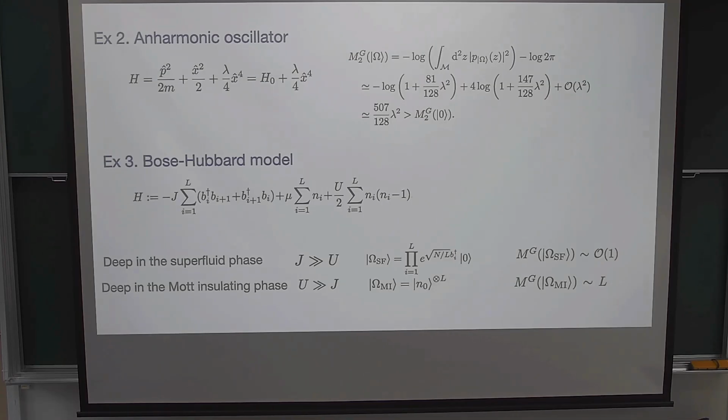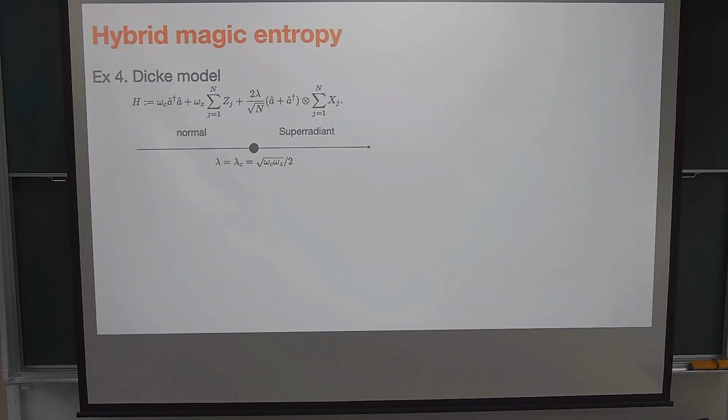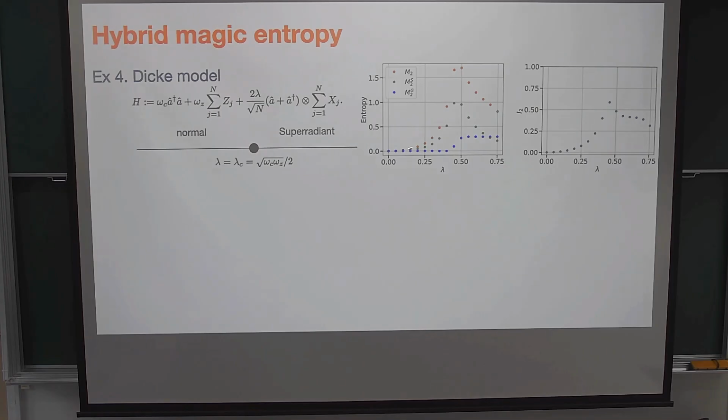For the Bose-Hubbard model, we can do the same thing. The thing we are more interested in is this hybrid magic entropy, because in quantum optics or in some platforms of quantum computers, we have a boson coupled to a two-level system. So this is the Dicke model, and people know there's a transition from normal to superradiant. Then we can use this hybrid magic entropy to see that it peaks at the transition, to observe this kind of phase transition in these hybrid spin-boson systems.